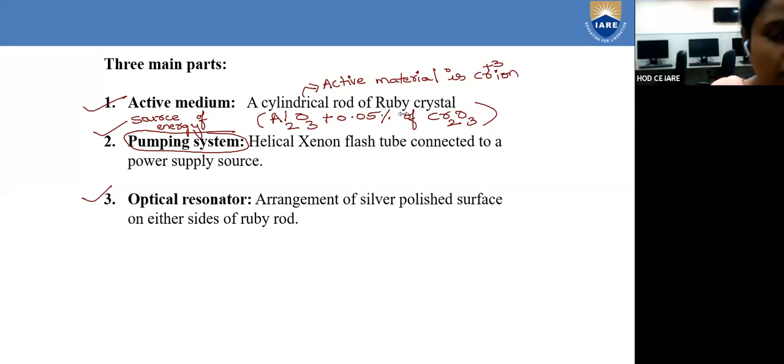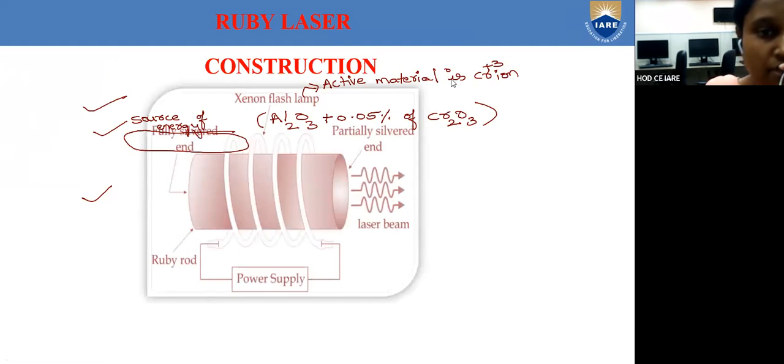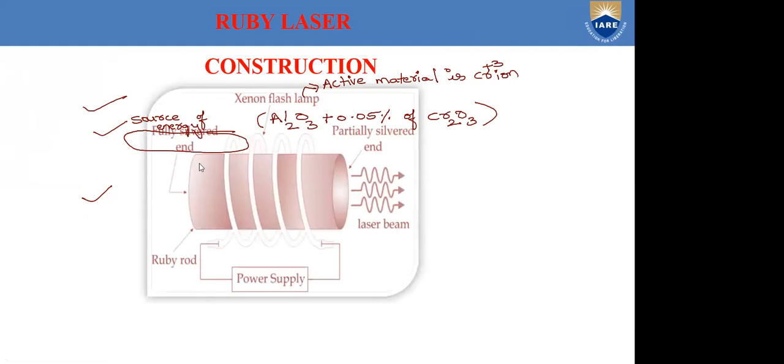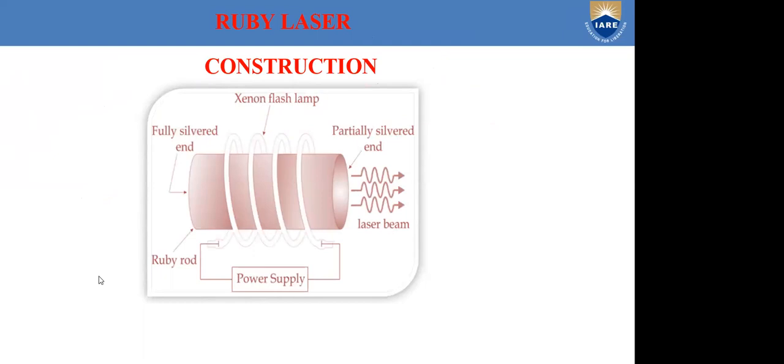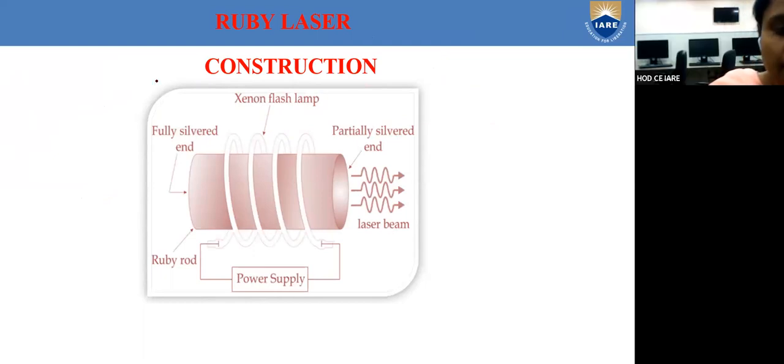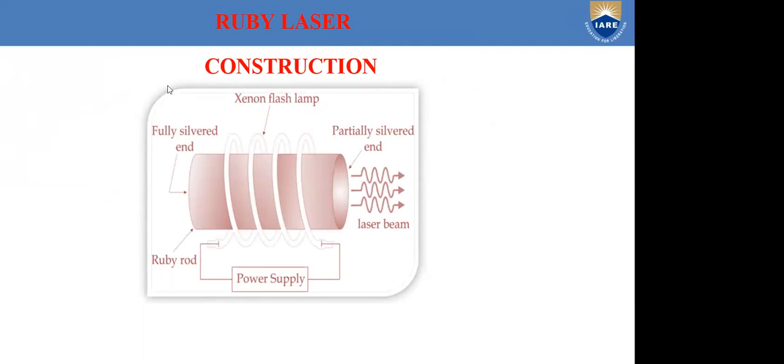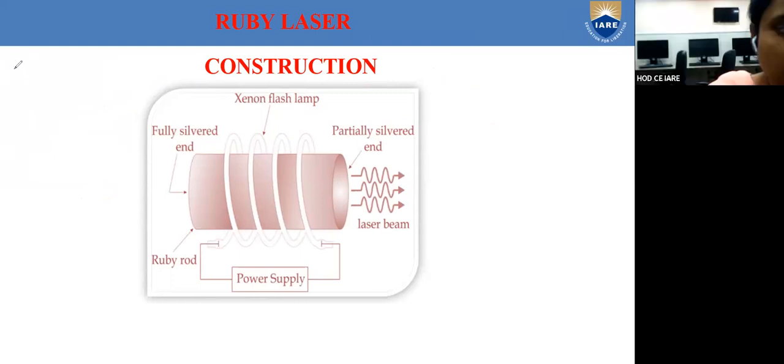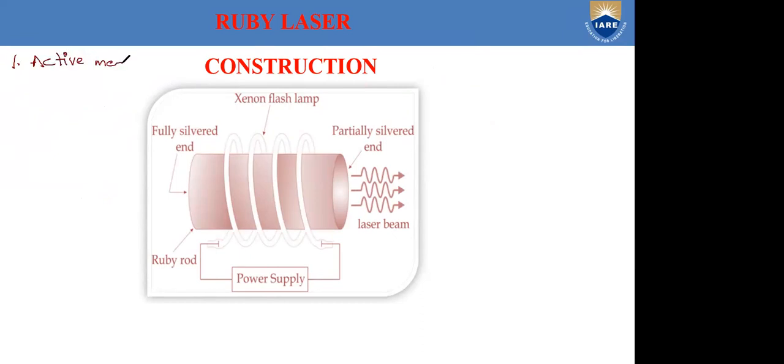So now I'm going back to our construction slide and we'll see what this ruby laser is. Now all of you see here. When you look at this figure, every laser system consists of three main parts: active medium, energy source, and third one is optical resonator. When we talk about active medium, we just look at the active medium, students.